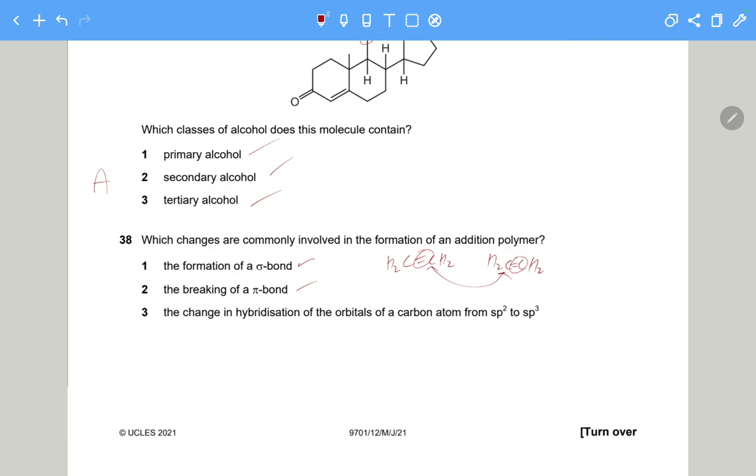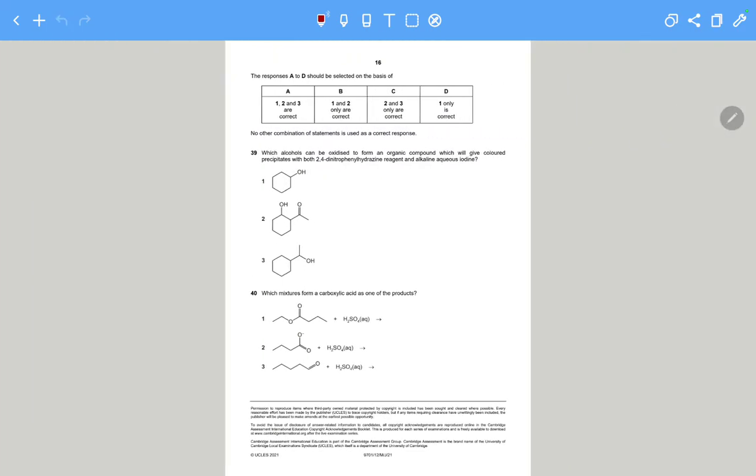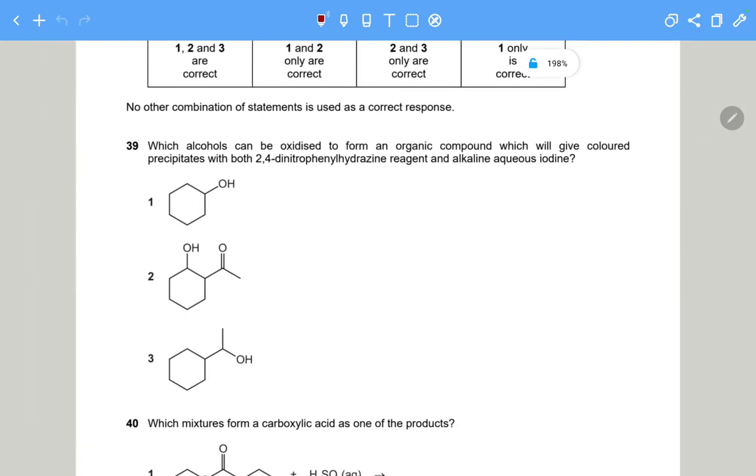This is also absolutely right because it is sp2 in the alkene, but in the polymer you have something like this. And these are bonded to other groups. So they are sp3 carbons because there are no double bonds, and therefore this is correct as well. Answer is A. Now we move on to the penultimate question, question 39, which alcohols can be oxidized to form an organic compound which will give colored precipitates with 2,4-DNPH and alkaline aqueous iodine, has to give with both, remember.